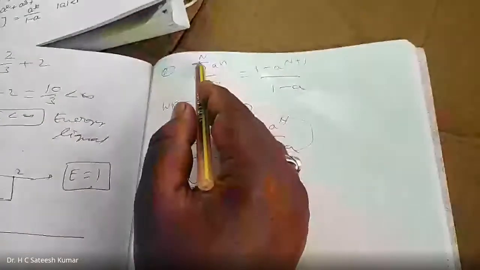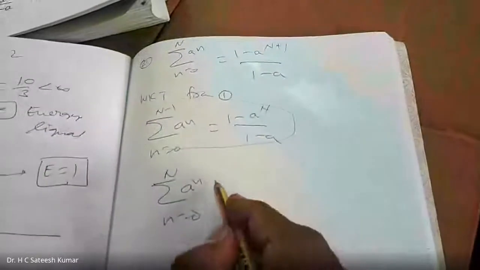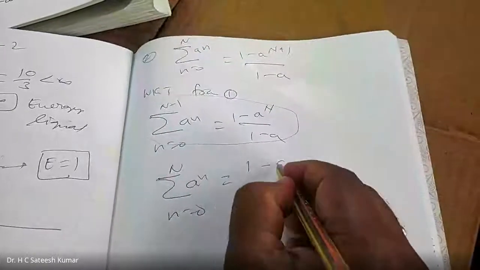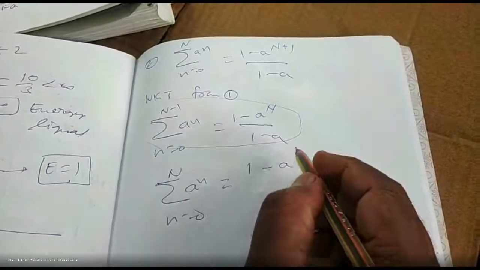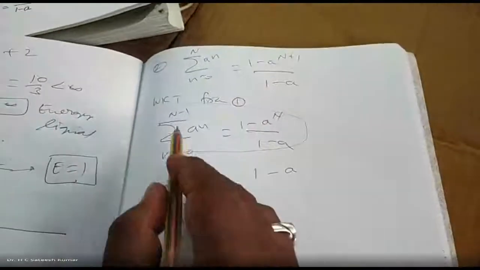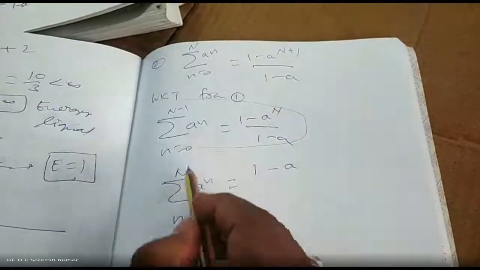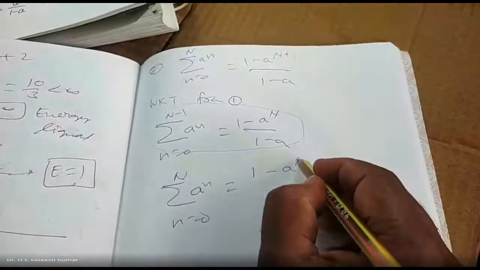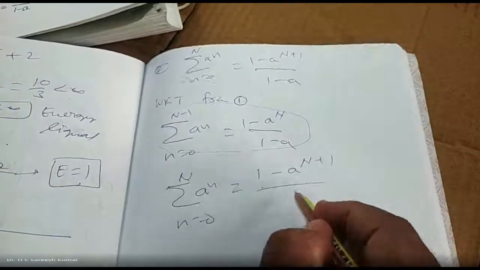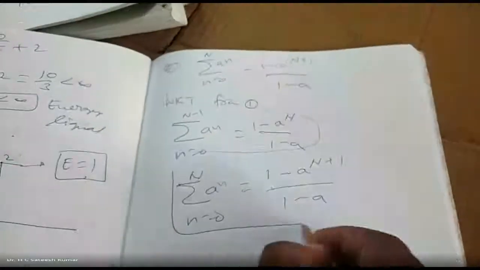Now this is up to n. Therefore, one term extra you should get. Call it S. It is equal to (1 minus a power n plus 1) divided by 1 minus a. Here one extra means here also you will get one extra: n plus 1. That's how we should get it.